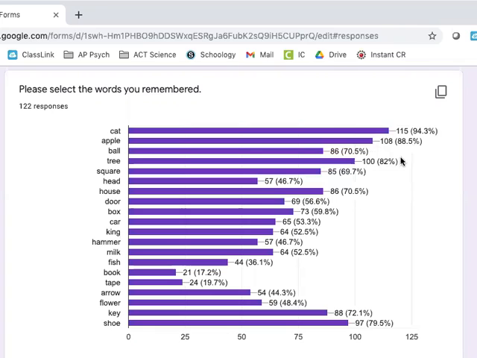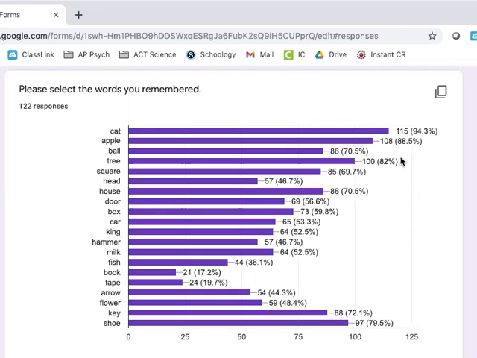If I look at this data here, 94.3% remembered cat, 88.5% remembered apple, and you can see how it tends to get lower. Obviously there are other variables at play here. What I like to think about with the primacy recency is that the middle tends to get murky. You can see book and tape, which are not exactly in the middle, are less than 20%. If we look at the middle, like car, king, hammer, we're right around 50. But after book and tape, you can see how it starts to increase again.